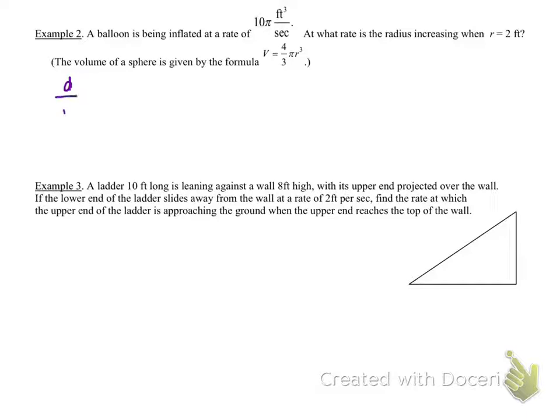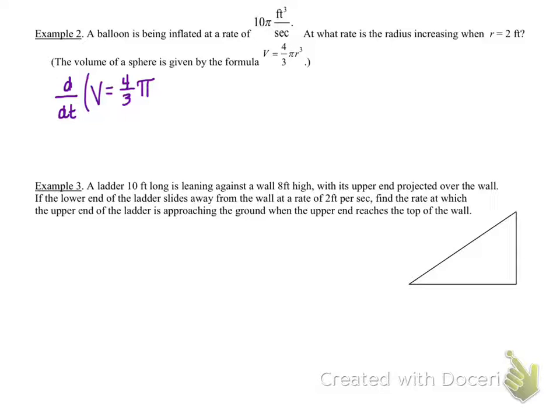d over dt. Oh, I'm sorry. I lost track of the problem. The volume of the sphere, and so on. Okay, so we're going to take the derivative with respect to t of the volume. And let's see, what do we have? We have dV/dt, which is 10 pi cubic feet per second.